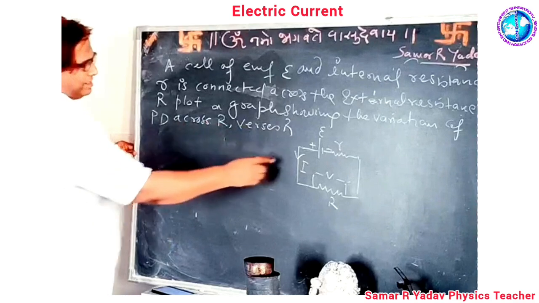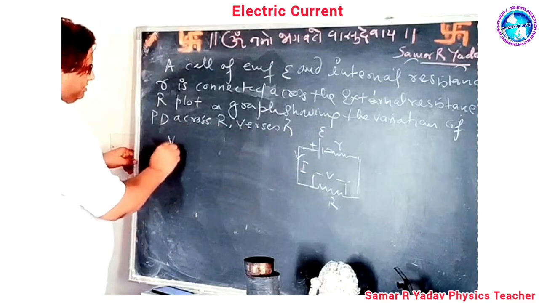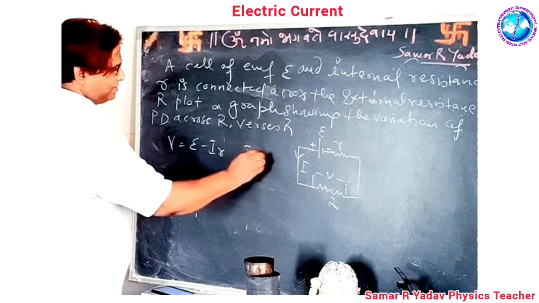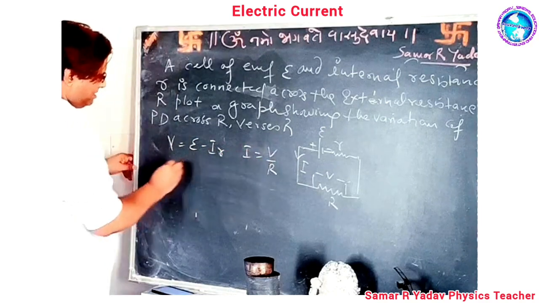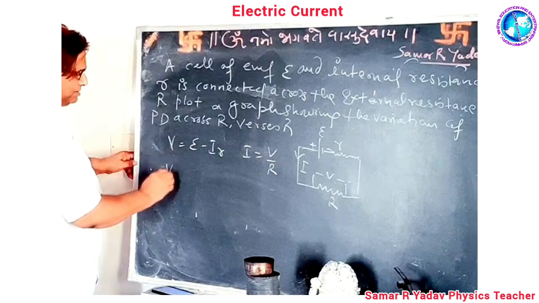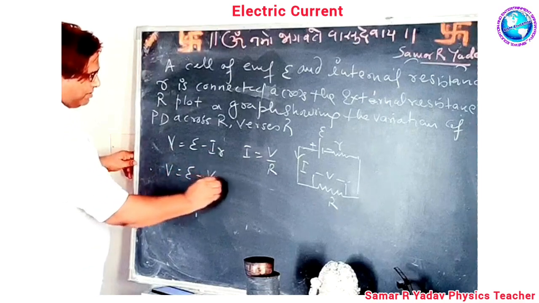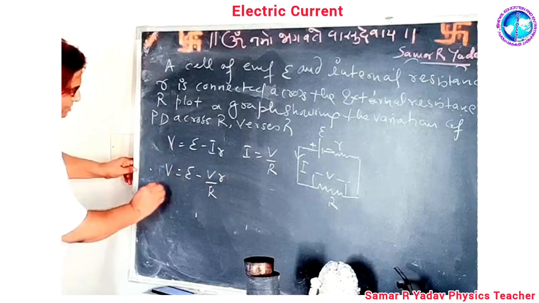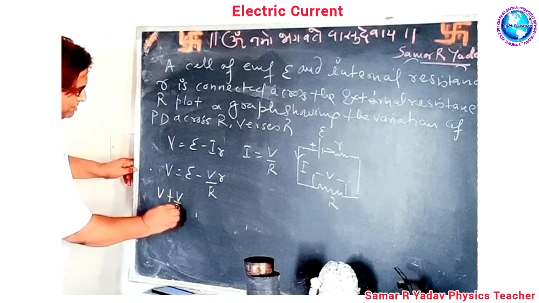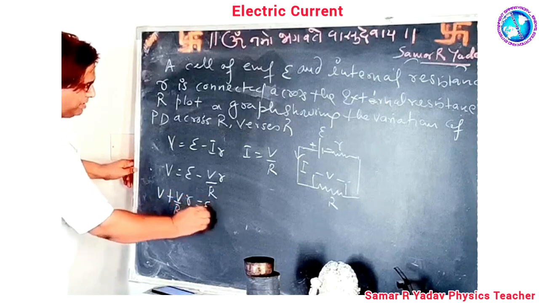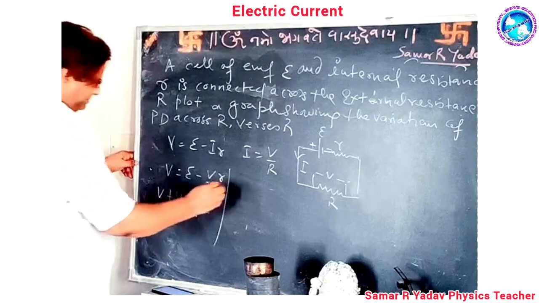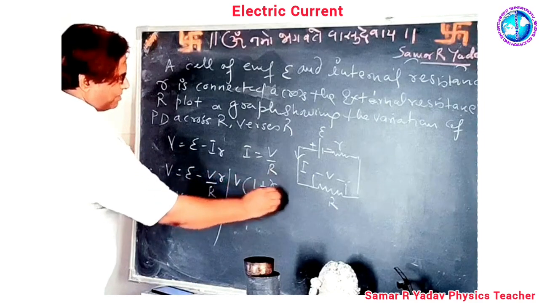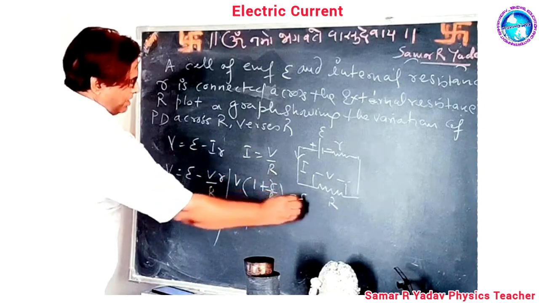Now we know that when the current is passing through this circuit, V is equal to E minus Ir, where I is equal to V upon R. Keeping this value here, therefore V is equal to E minus V upon capital R into small r. Now this term will go to this side, so V plus V upon R into small r is equal to E. Therefore, taking V common, we get V into 1 plus small r upon capital R is equal to E.